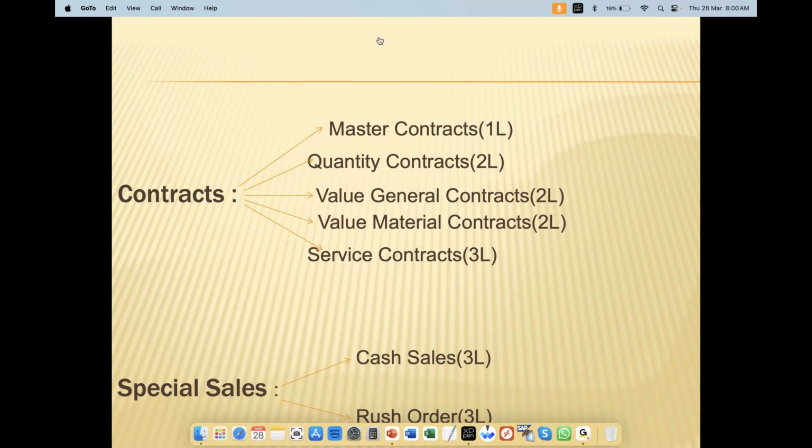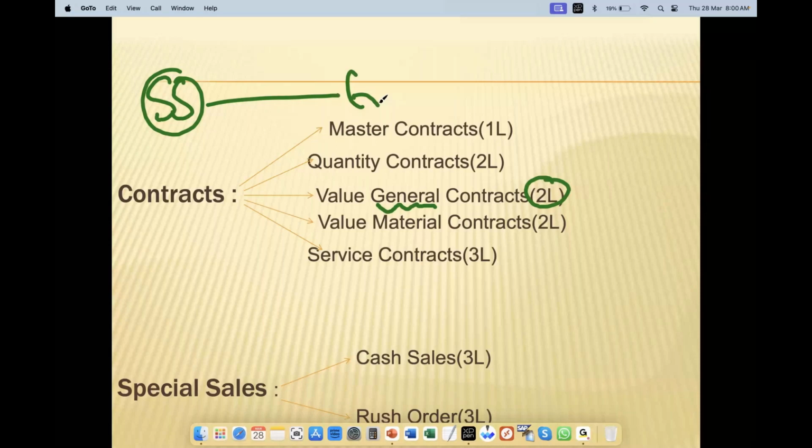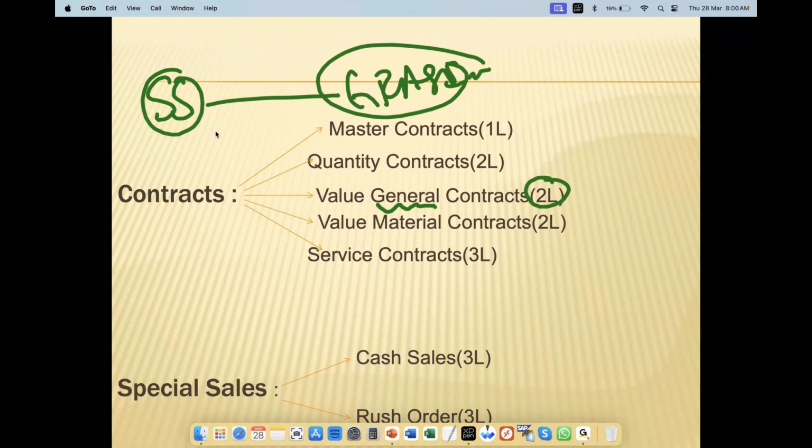And next it is value contract general. Value contract we have two: one is general, another is material related. General means what? Shopper Stop gives Grasim 1 crore, and Grasim says to Shopper Stop, come anytime, pick any product of 1 crore worth. It is lifetime. Only one commitment given by Grasim to Shopper Stop. You can come anytime and buy this 1 crore worth.